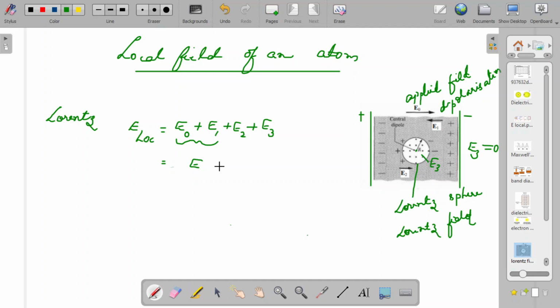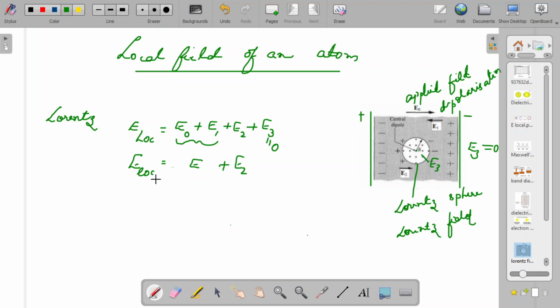Okay, then you have the E2 and then E3. Now I consider a cubic structure, or a spherically symmetric structure, where you can say that E3 is equal to 0. So I don't consider this E3 as well. Now, E local is actually E plus E2.